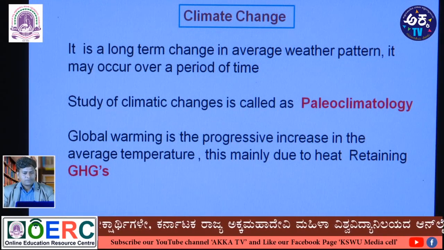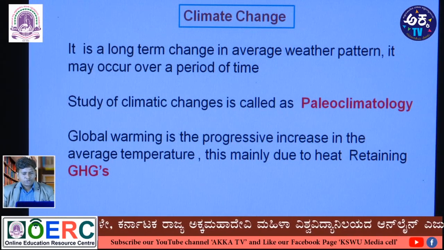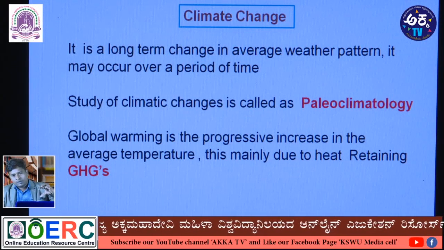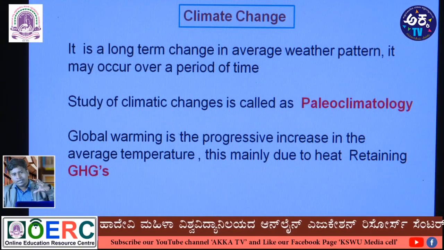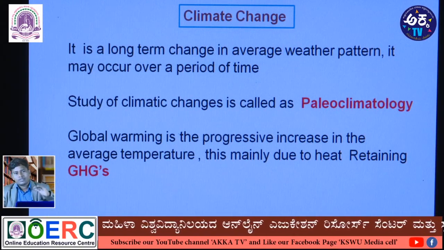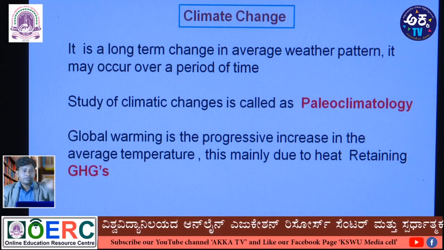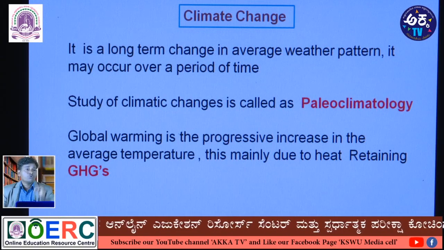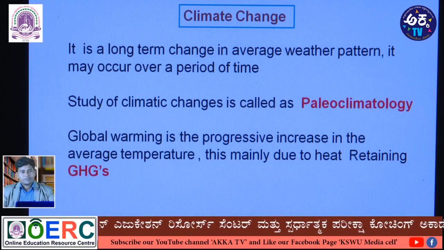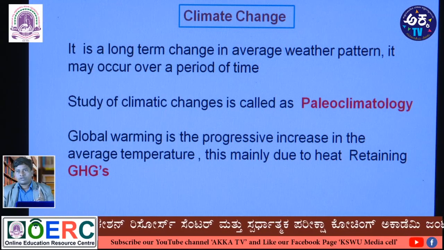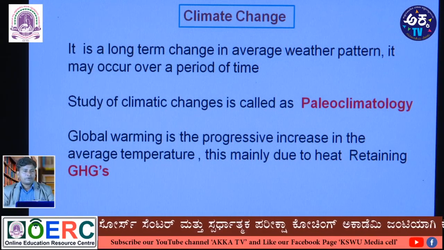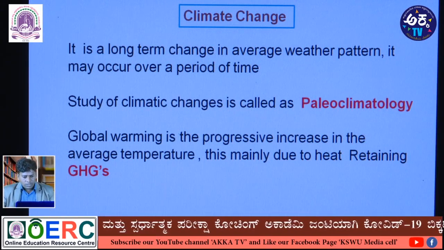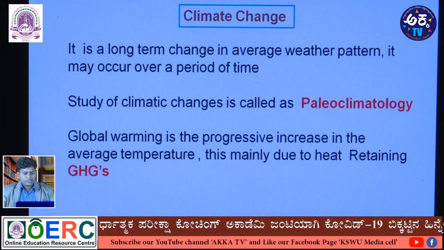Global warming is the progressive increase in the average temperature. What does global warming mean? It is where the average temperature of the globe is increasing by 2, 3, 4 degrees Celsius. If the average temperature of the globe increases by 2 degrees, it is a huge difference. It may create massive problems. Therefore, global warming is a progressive increase in the average temperature.